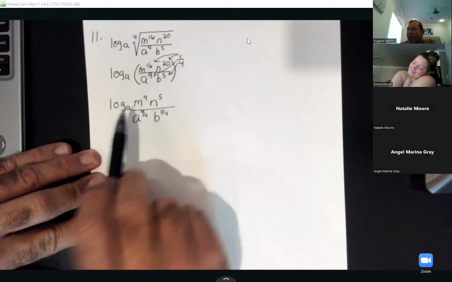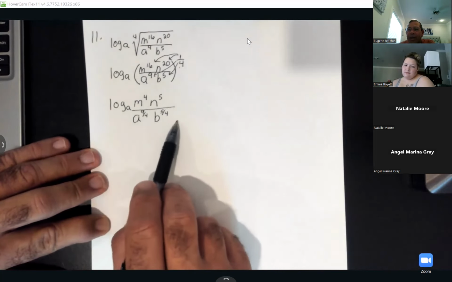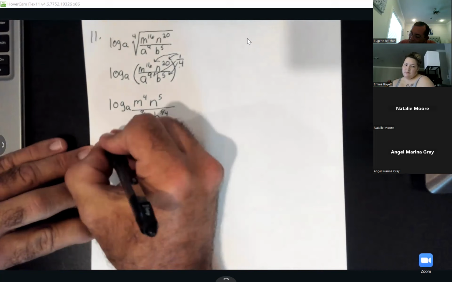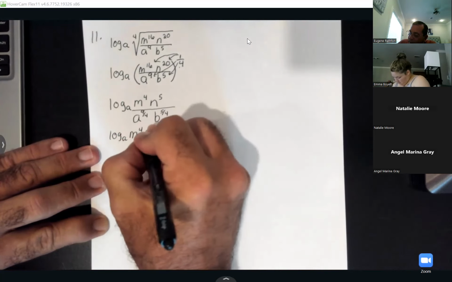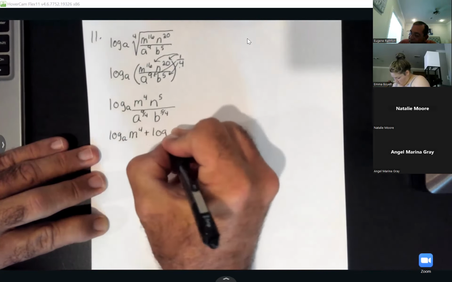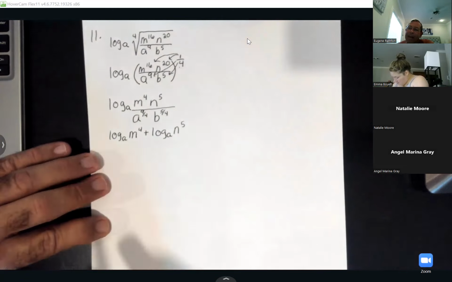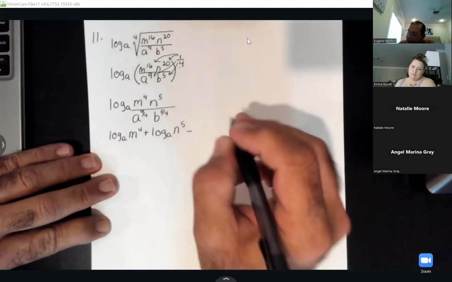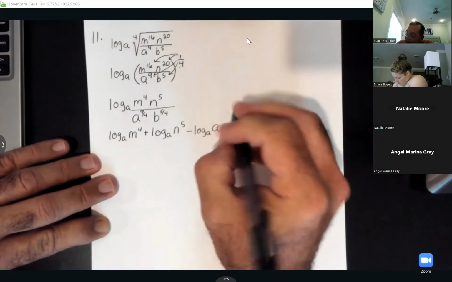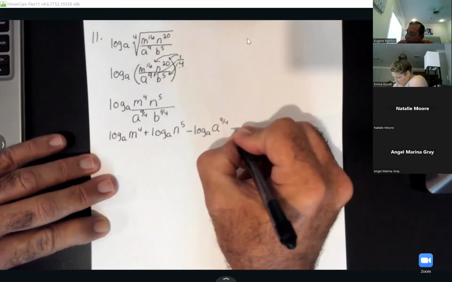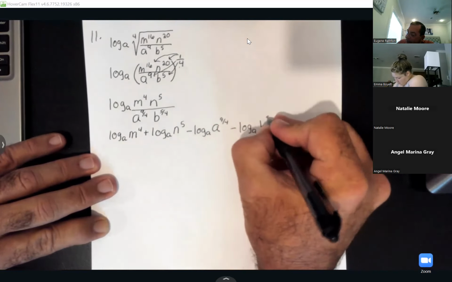Now, I'm going to rewrite them as sums or differences. Remember, top stuff is positive, bottom stuff negative, okay? So here we go. Log A of M to the 4th plus log A of N to the 5th. Those are my 2 top factors. Now my 2 bottom ones will be subtracted. So minus log A of A to the 9/4 minus the log A of B to the 5/4.